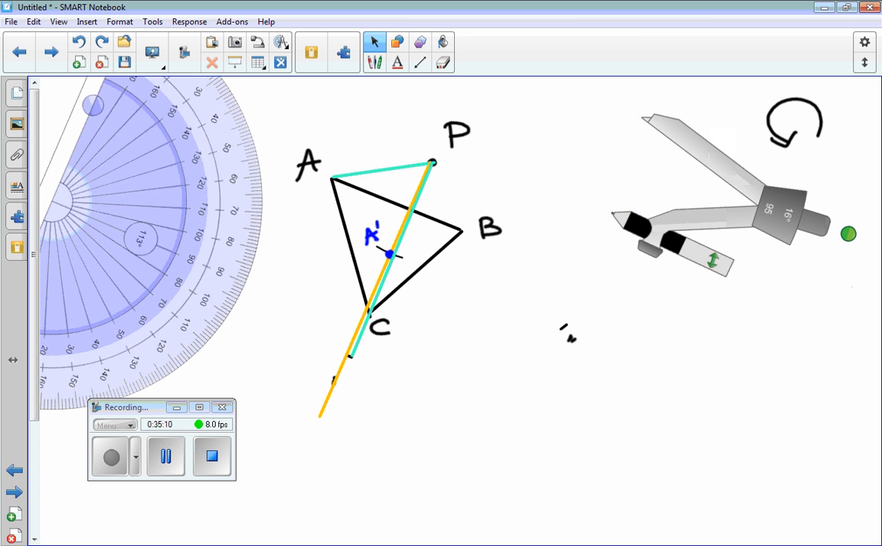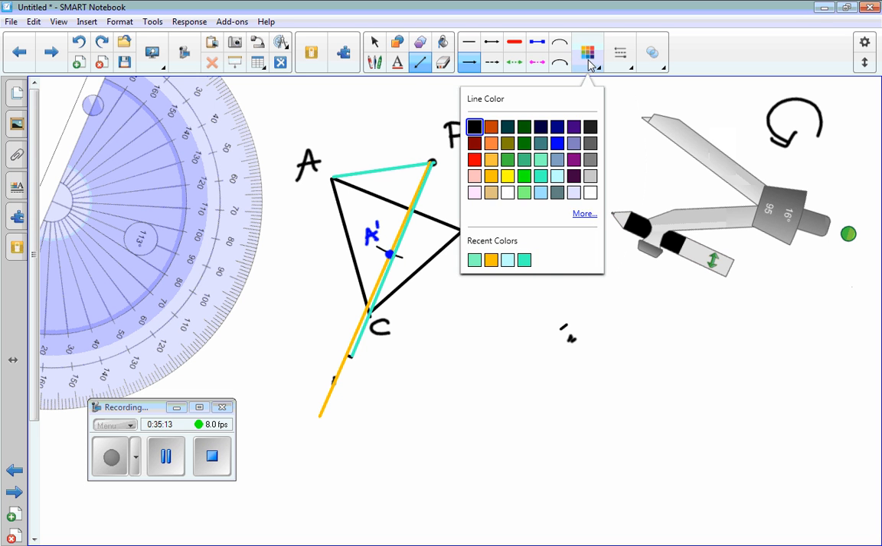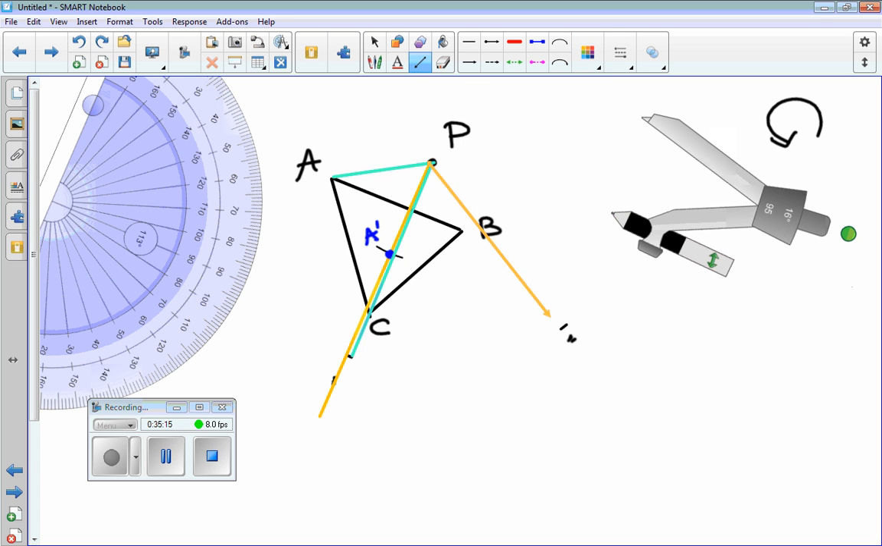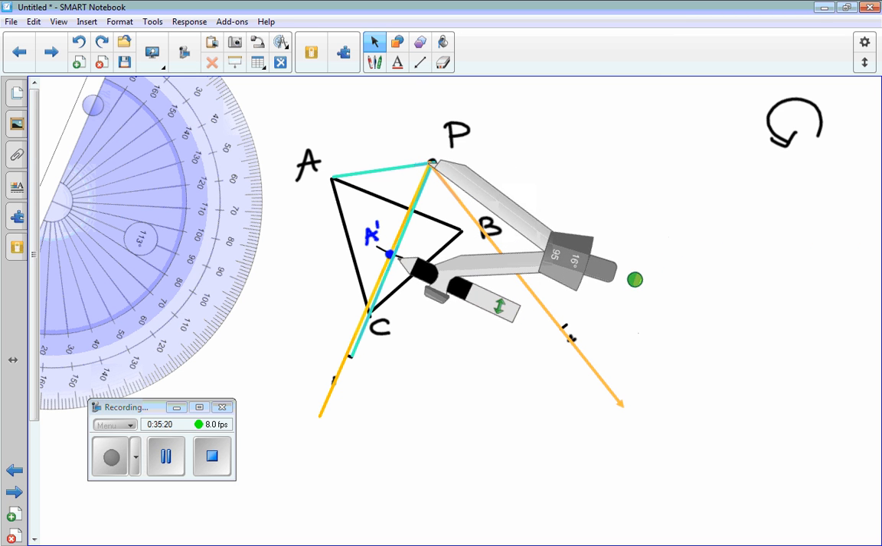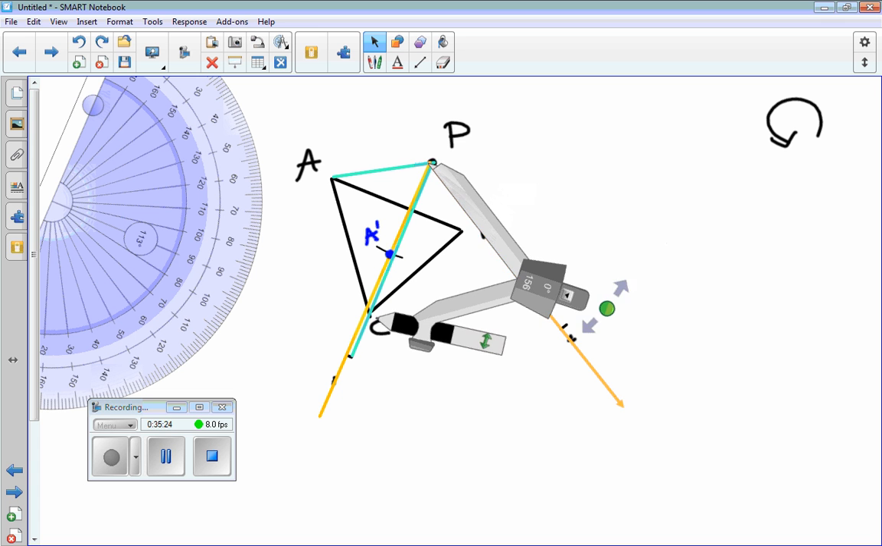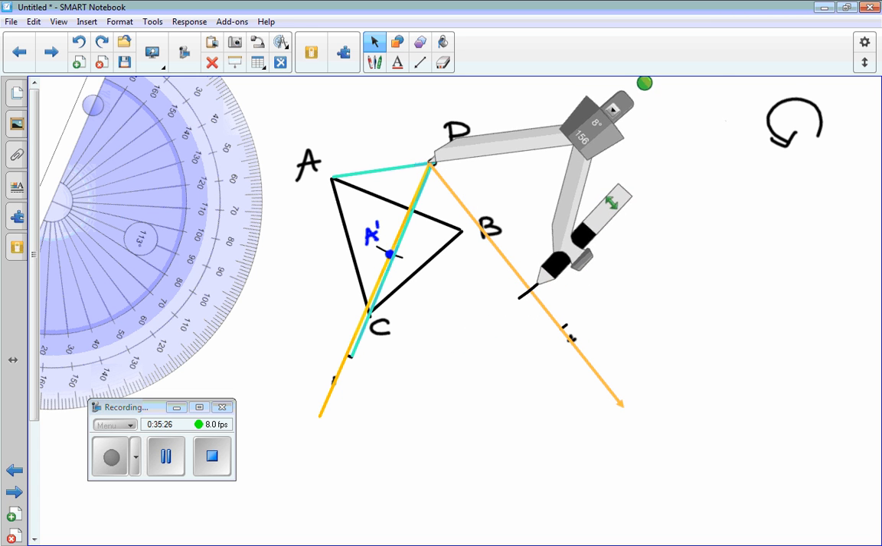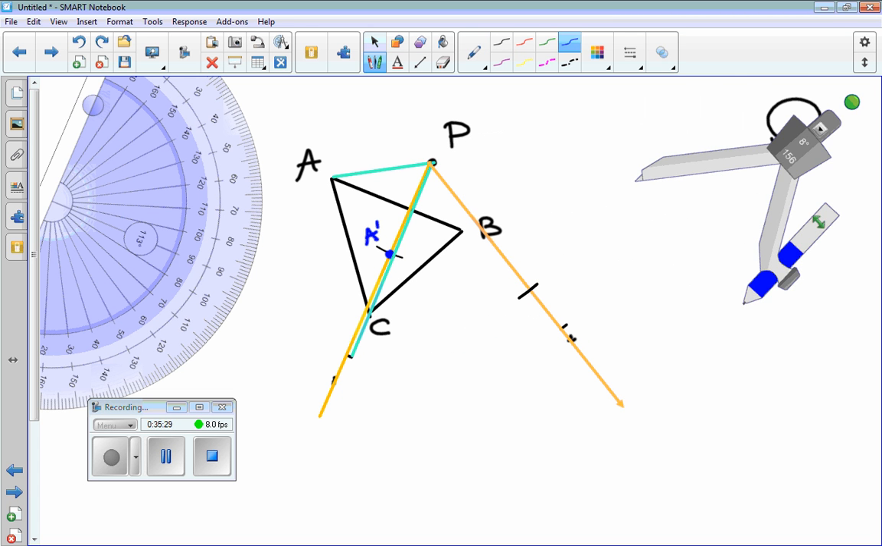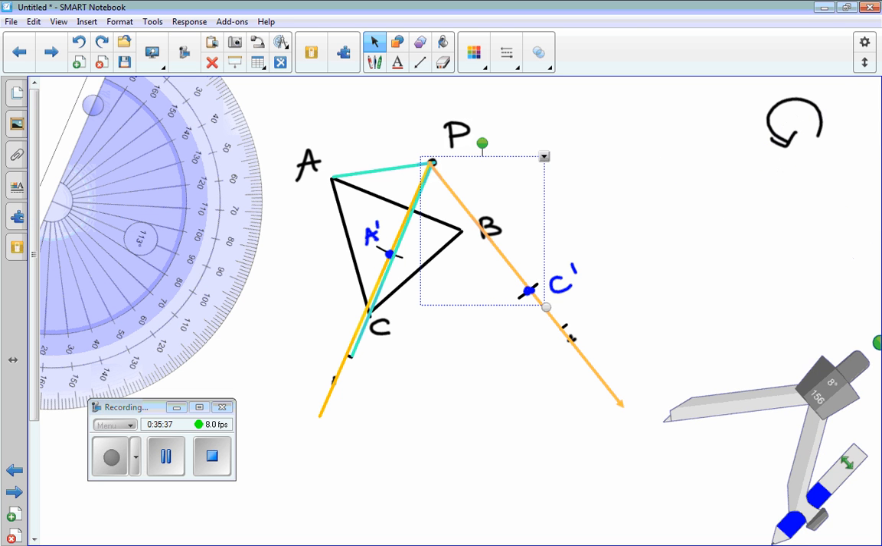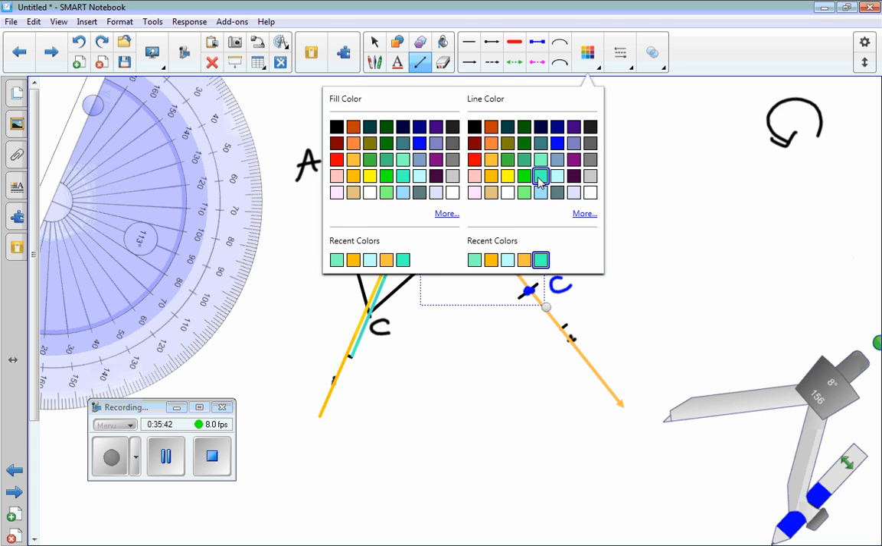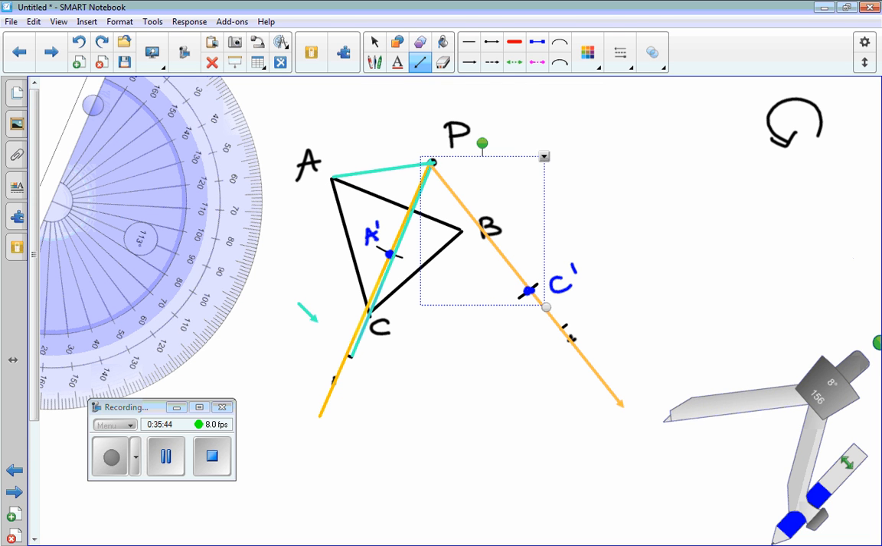And we'll draw our line from P through here. Then we'll measure the length from P to C, and we'll make it on here. So this is now C prime. And we still have to move point B. By moving point B, we're going to do the same thing. We're going to draw a line from P through B.